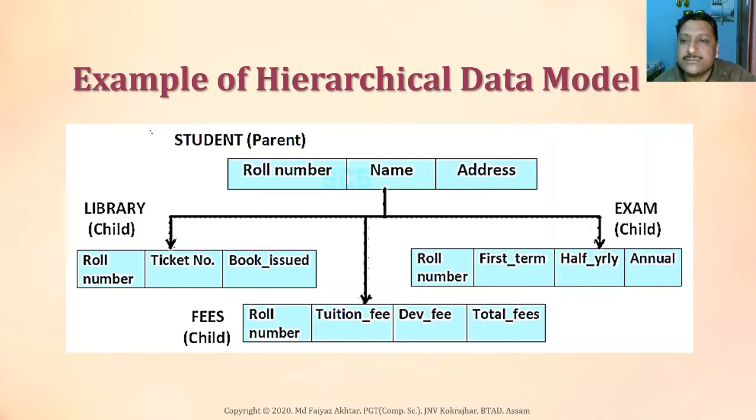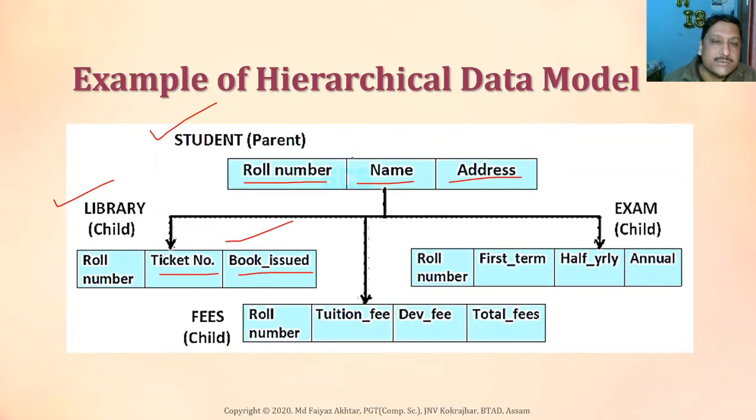Suppose a student's information is stored here, and this is known as the parent. Now we have to keep the roll number, then name and address. Then suppose this information is needed in the library, so the library is using this student information and keeping data like this. The roll number is taken from the parent student table, and then the ticket number and book issued information is kept inside it.